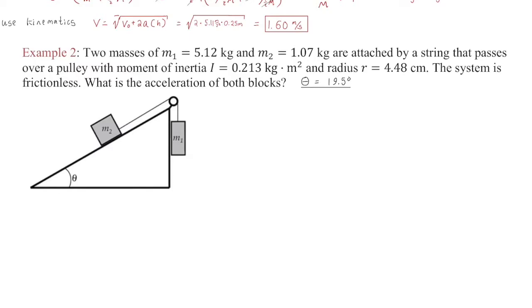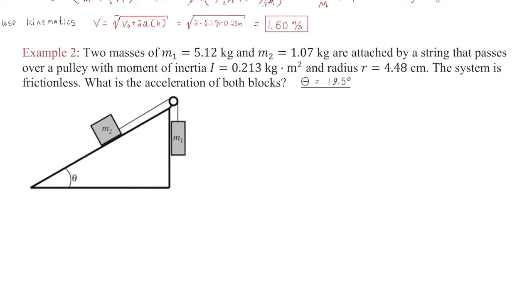I guess I had versions of this problem where I was going to have it be a flat table, but still connected by a pulley, something like this. But then I decided I might as well make it a ramp for comparison. And so I failed to give the angle. So here's the angle I should have given, 19.5 degrees. Okay, because that is, of course, necessary.